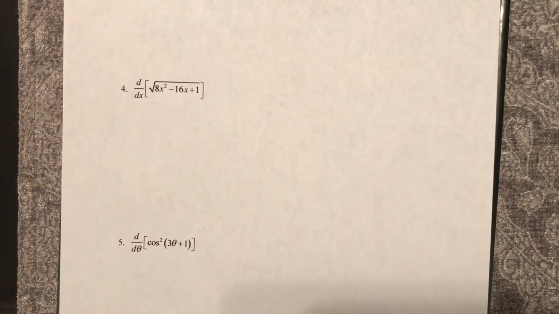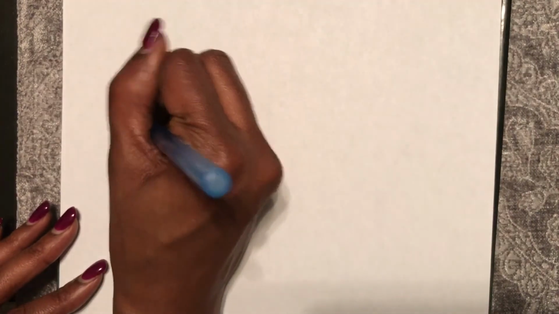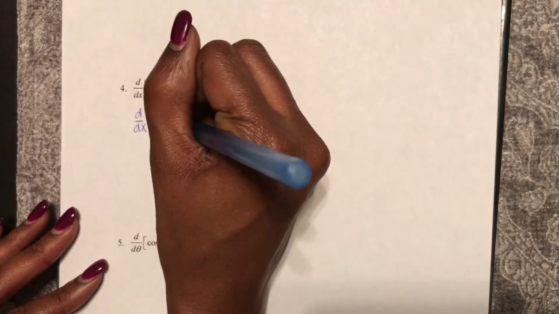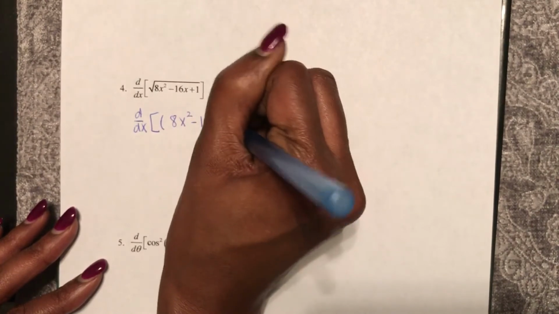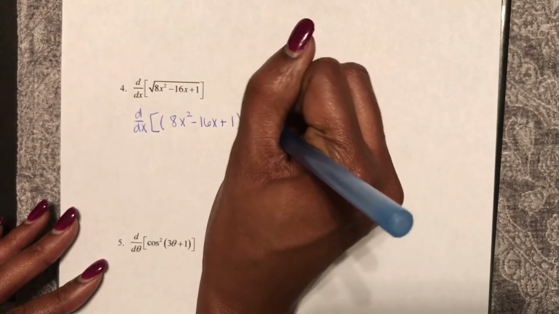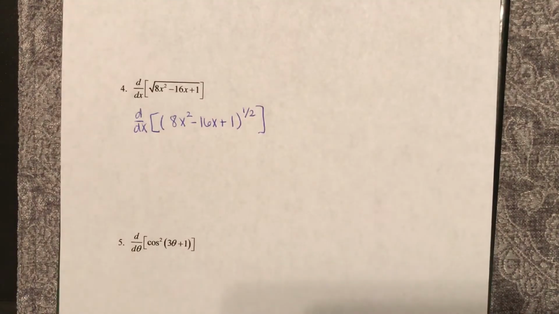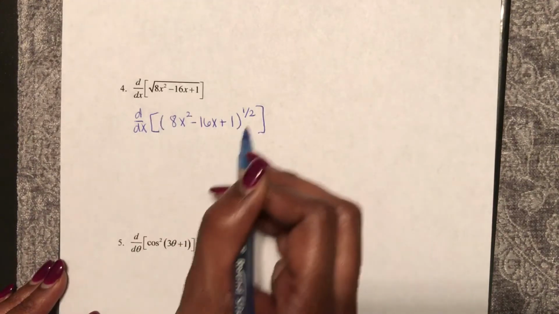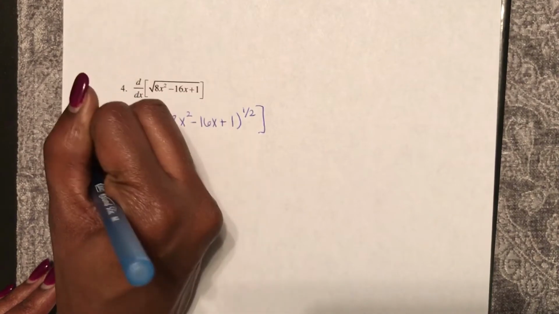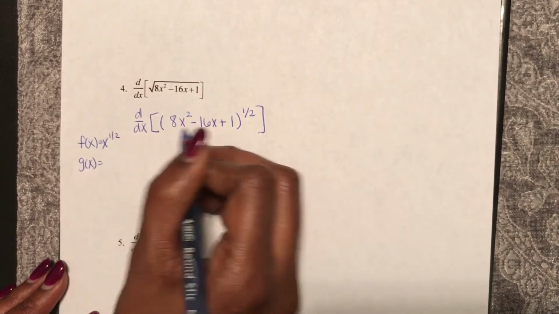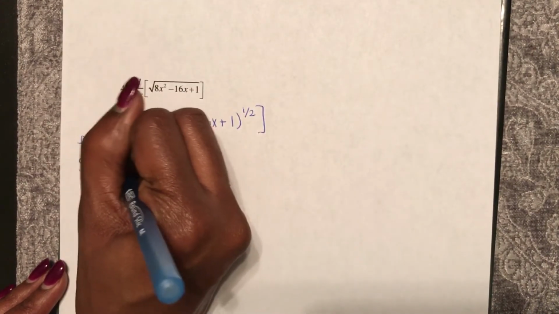Moving on to number 4. Once again, I'm going to rewrite this in a way that makes sense to me to see a composition of functions that I know how to take the derivative of. In this function, it might not be so easy to see what the outer and the inner functions are. To me, my outer function is this power rule, x to the 1/2, and my inner function is this stuff here, this trinomial.